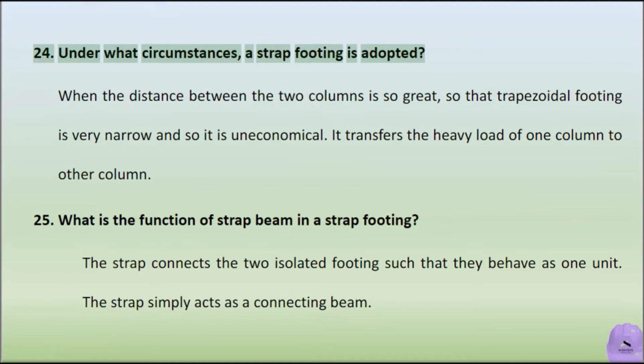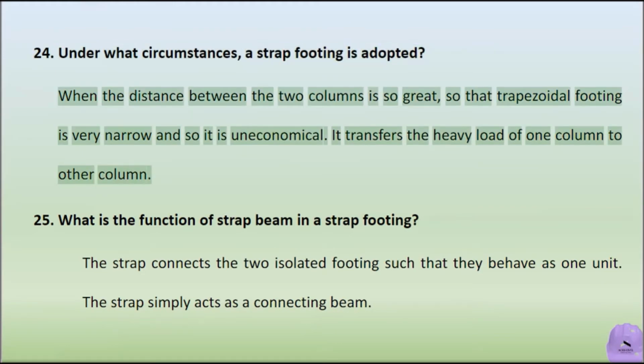Under what circumstances is a strap footing adopted? When the distance between the two columns is so great that a trapezoidal footing is very narrow and so it is uneconomical. It transfers the heavy load of one column to the other column.